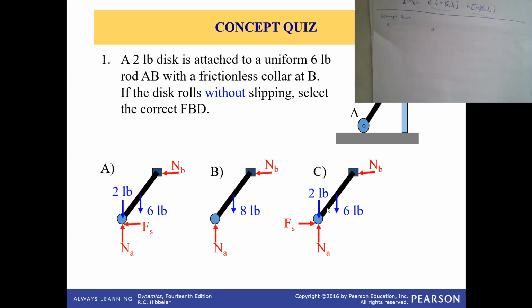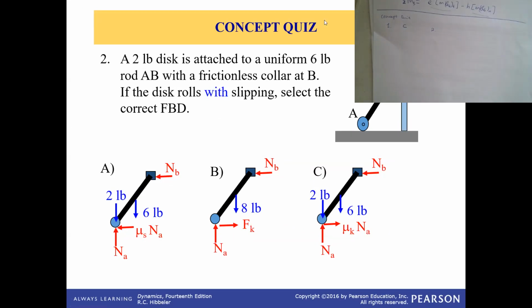On A, it doesn't have the right direction for the friction force. On B, there's no friction force. So C should be the only correct one, and all the other forces on the system are indicated correctly as well. All right, so that's the first one.